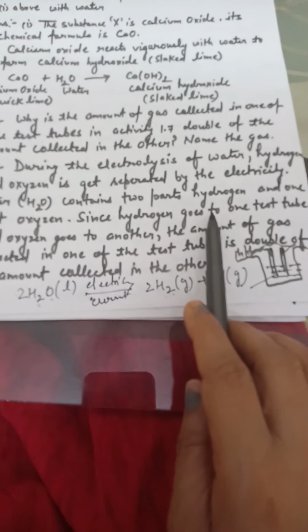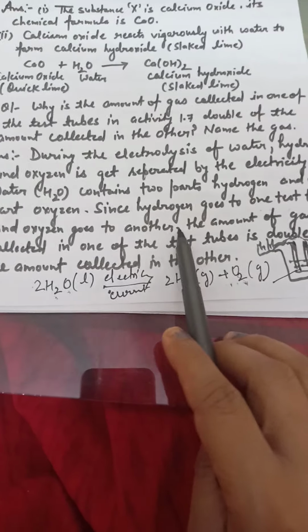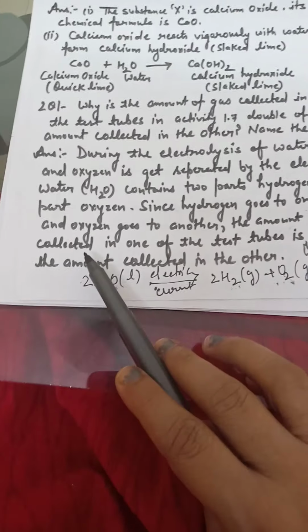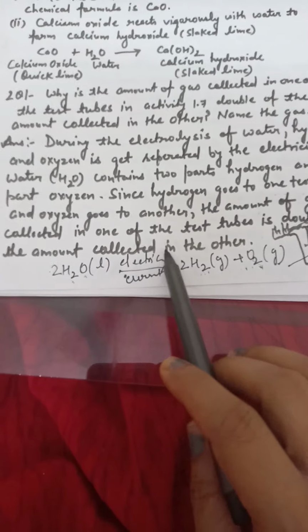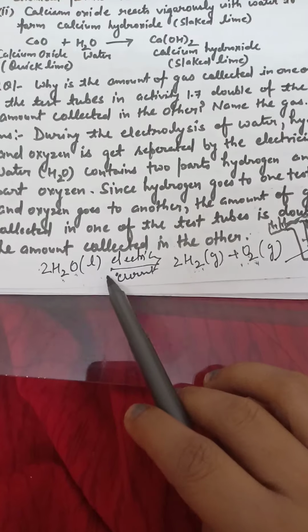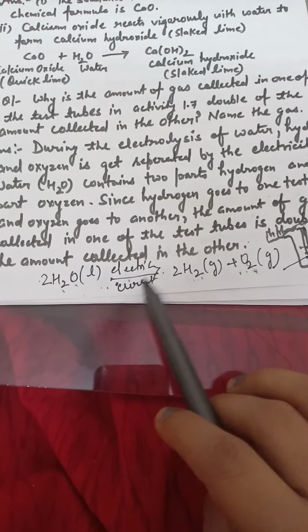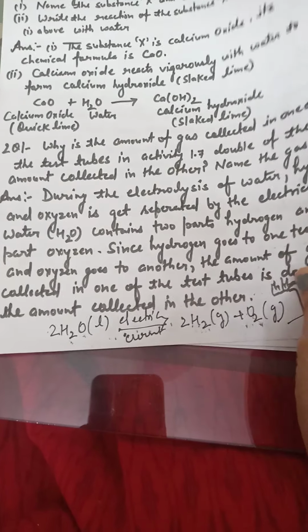Since hydrogen goes to one test tube and oxygen goes to another, the amount of gas collected in one of the test tubes is double the amount collected in the other, as is clear from the equation, that is 2H2O. Whenever electricity is passed, it gives 2H2 plus O2. So this reaction is also known as the electrolysis of water.